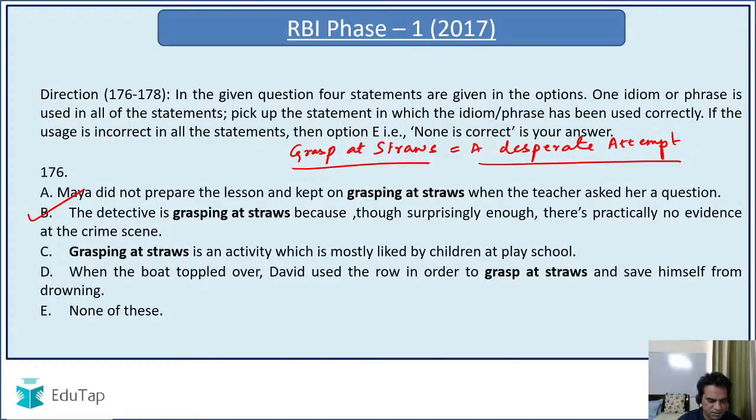Word Power Made Easy, that's also a good book to start, right? And it can't be D because that's a literal meaning, Saraswati. When his boat toppled over, he was grasping at straws. So that's a literal meaning of the word, to hold the grass at the bank of the river. But grasping at straws basically means to give a desperate attempt, to give everything that you have. That is what we call to grasp at straws. Let's look at that, Karthik.